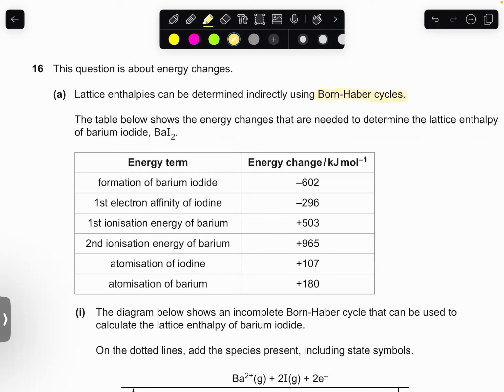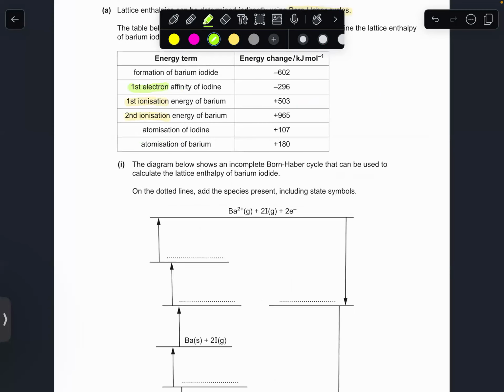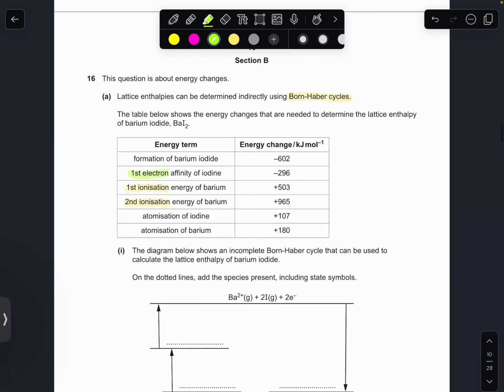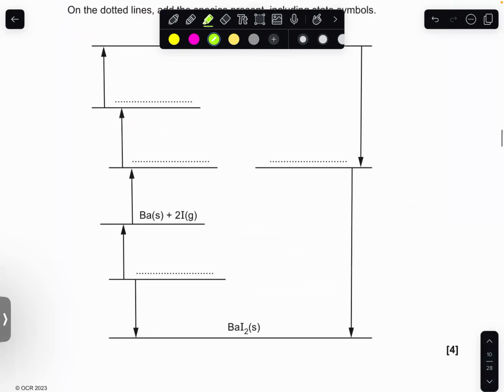You've got electron affinity. You've got two ionization energies of barium, first and second. And we're going to be using this data to construct our cycle. It says the diagram below shows the incomplete Born-Haber cycle. This is quite a typical standard question. It's from last year as well, where they get you to fill in the blanks.